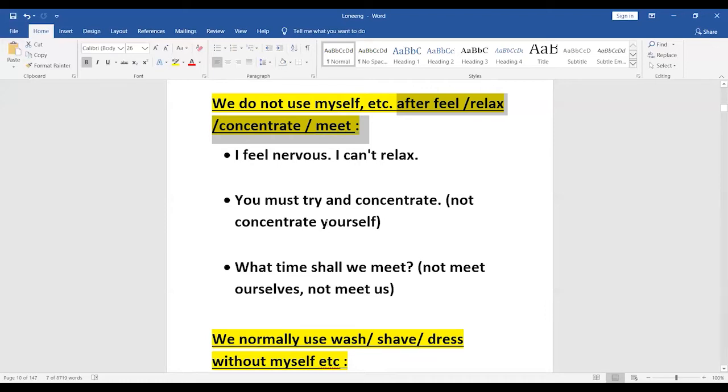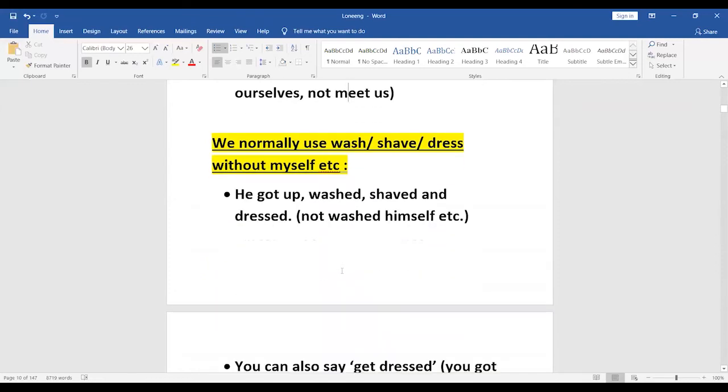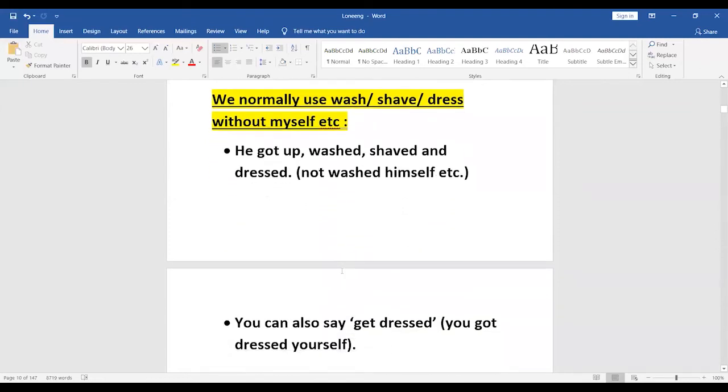Okay, so now that you know where and where not to use, let's move on to another set of exercise and learn the right form. We normally use wash, shave, dress without the reflexive pronoun. Okay, not just myself, I will say the reflexive pronoun. I call it RP, reflexive pronoun. Now, for the words wash, shave, dress, let's say, for example, he got up, washed, shaved, and dressed.